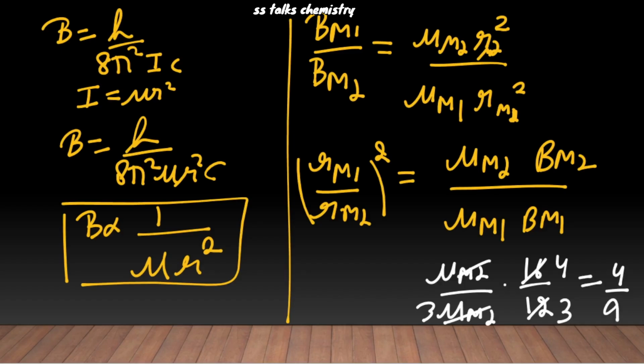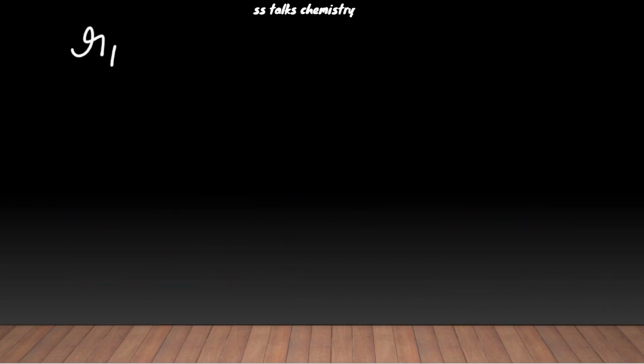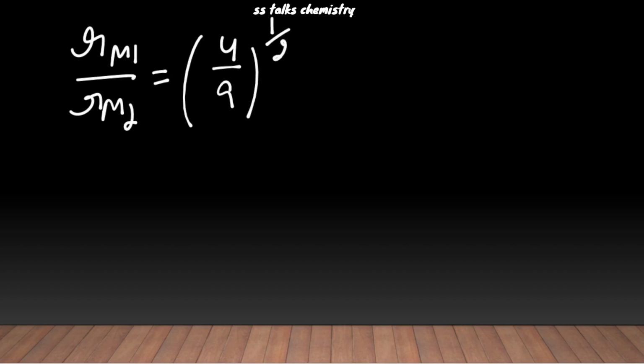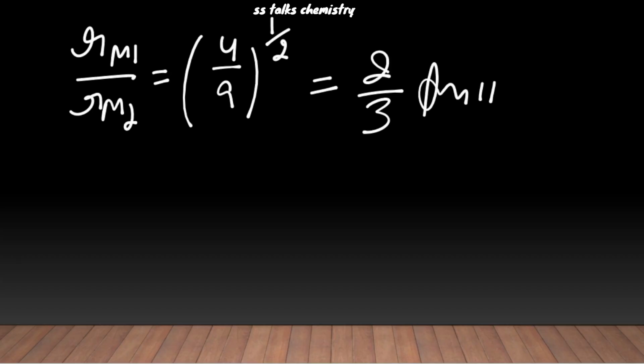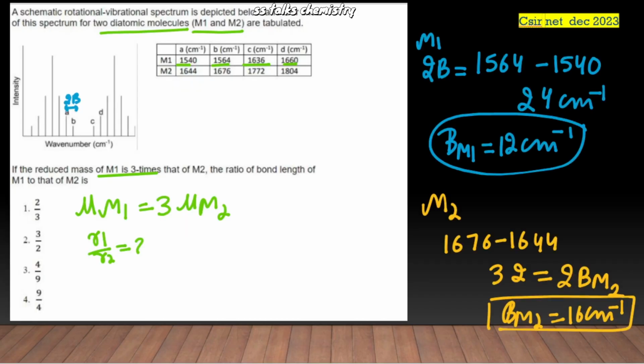So this is for the square. The ratio R for M1 to R for M2 is going to be the square root of 4 by 9, so it becomes 2 by 3. This is going to be the ratio of their bond lengths. From the options, 2 by 3, the first option will be the right answer. Okay.